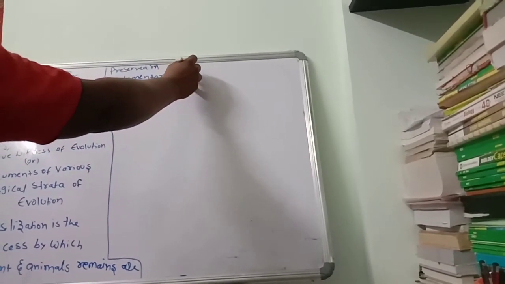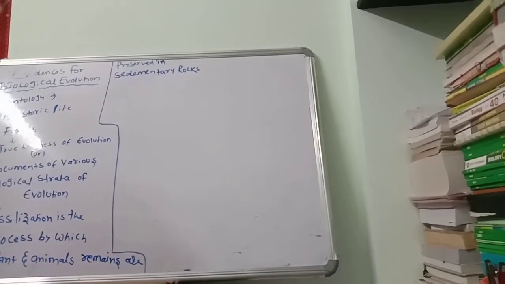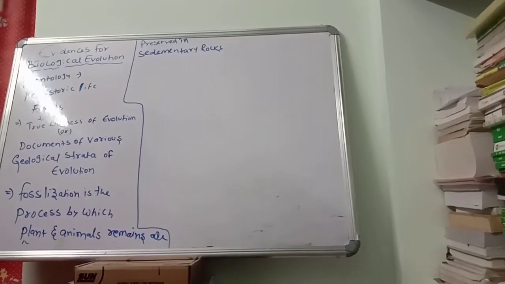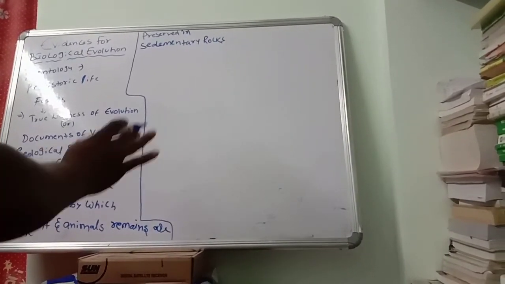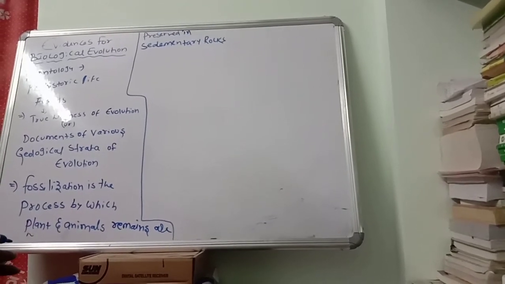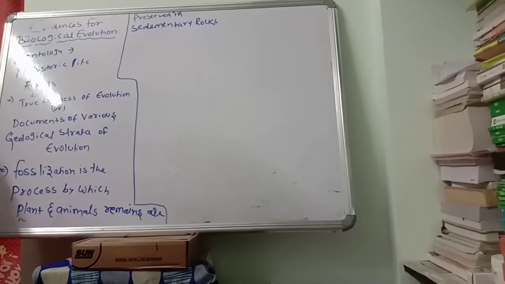Okay, children. Fossils, you know very well, after death and decomposition, the remains are there or not? They will be called fossils. So the fossils are the direct evidences, the true witness for the evolution. Okay, so that is what we are going to discuss.